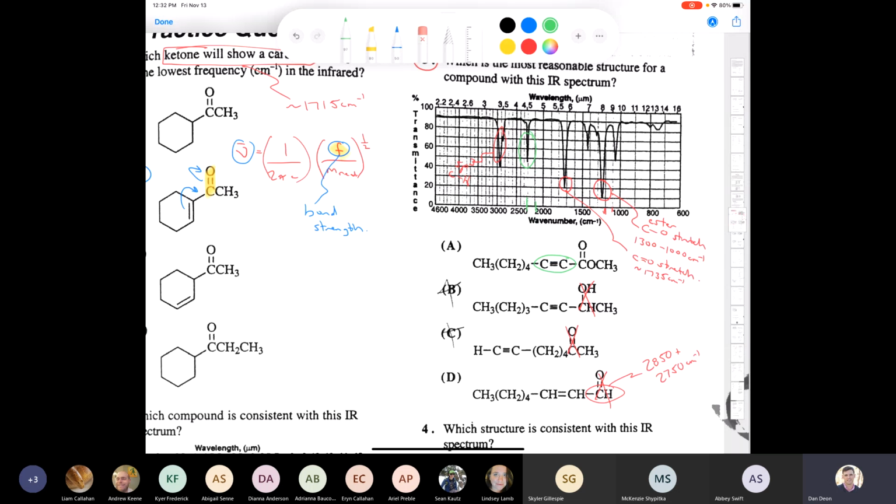And of course, it's going to be a little bit more deshielded because it's next to a carbonyl, so it's going to be a little bit higher than that 2150. So we'll label this as our carbon-carbon triple bond stretching. And so that means that the answer is going to be A. Great.